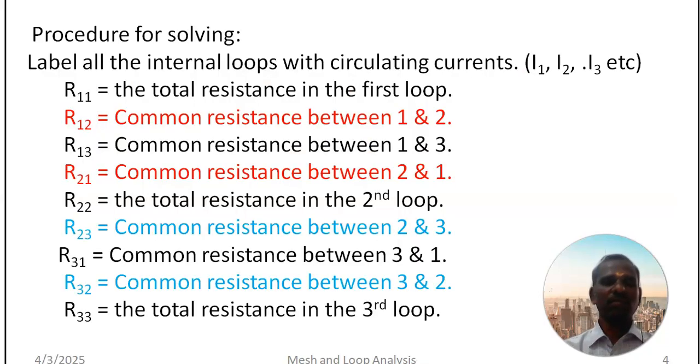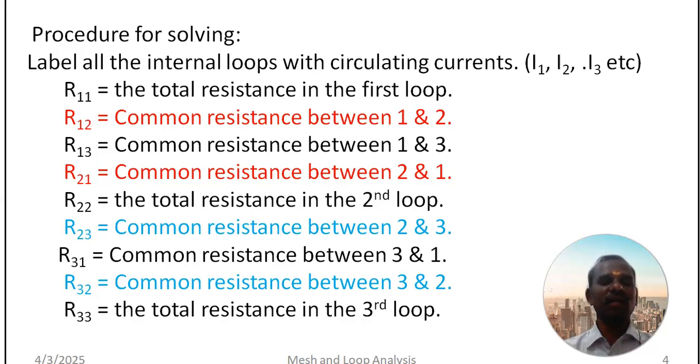So the procedure for solving with Cramer's rule is, if you want to know the R11, that is the total resistance in the first loop, right? For my consideration, I have taken three loops: first loop, second loop, and third loop. R11 represents the total resistance in the first loop. You just add all the resistance in the first loop. Then R12 represents the common resistance between the first loop and second loop.